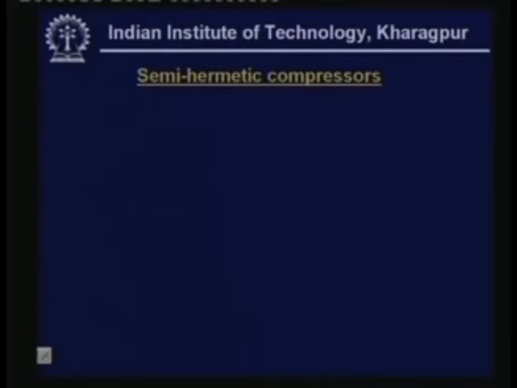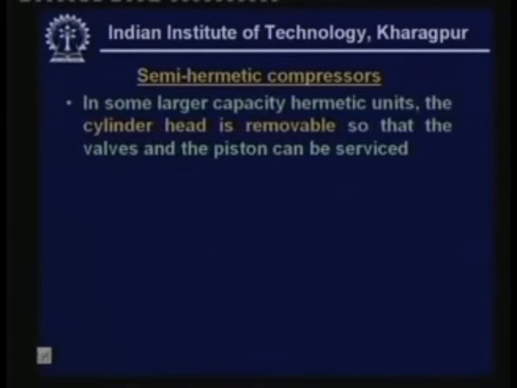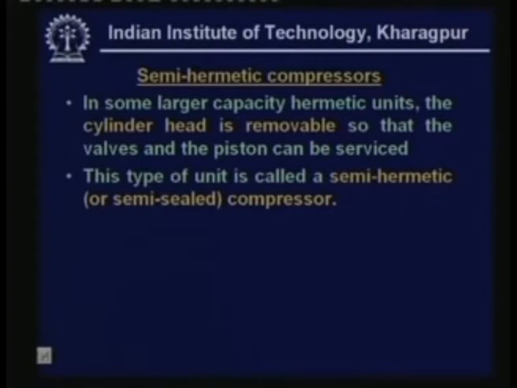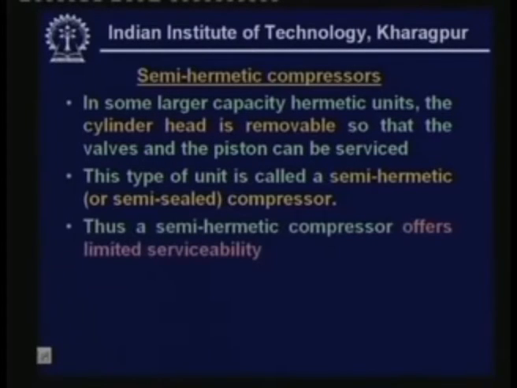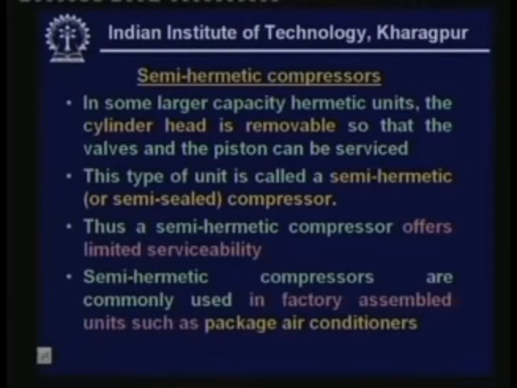Now let us look at the third type of compressor, that is called semi-hermetic or semi-sealed compressors. This is some trade-off between open type and hermetic type of compressors. In some larger capacity hermetic units, the cylinder head is removable so that the valves and the piston can be serviced. That means basically a semi-hermetic compressor is a hermetic compressor with a provision of limited servicing. Limited servicing means you can have access to the valves and you can have access to the piston. So this type of unit is called the semi-hermetic or semi-sealed compressor. So this compressor, as I have already told you, offers limited serviceability. Semi-hermetic compressors are commonly used in factory assembled units such as packaged air conditioners.